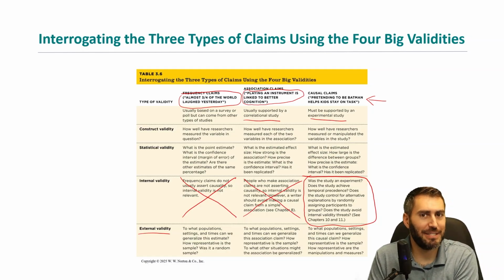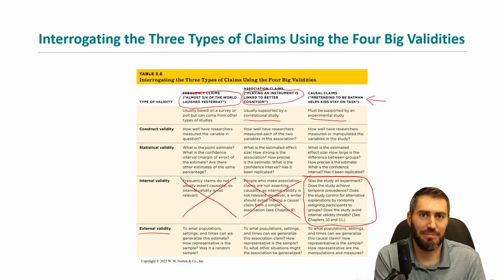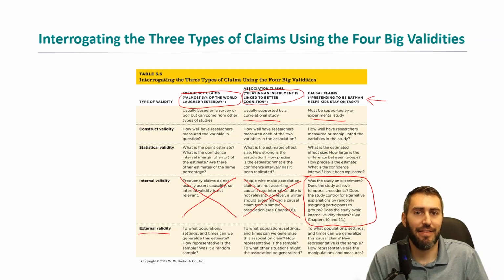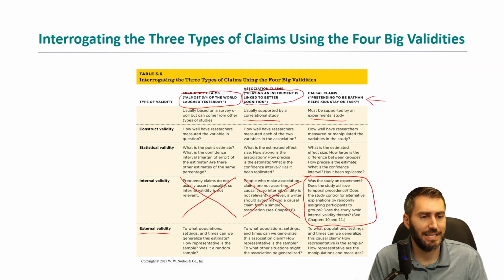And if we have some kids pretend to be Batman and some kids pretend to be Superman or not pretend to be anything at all, and we see differences, then we can say that that is directly from the manipulation or the variable that we're measuring. And that would be good internal validity. That's the idea with this one.